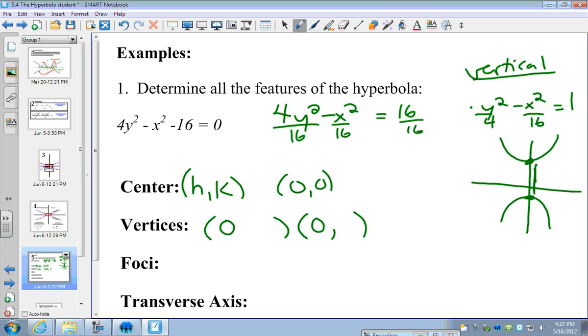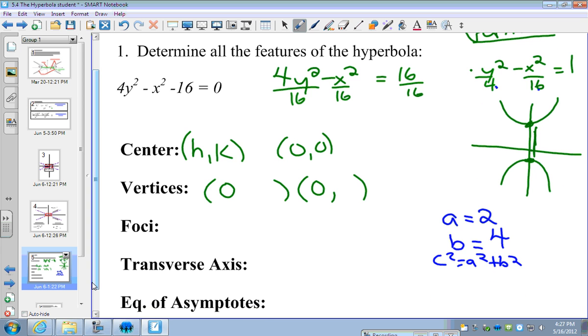And remember, let's just do this right now. From this equation, I could tell you that a squared is 4, so a is 2. b is going to be 4 because it's the square root of 16. And c squared is equal to a squared plus b squared.